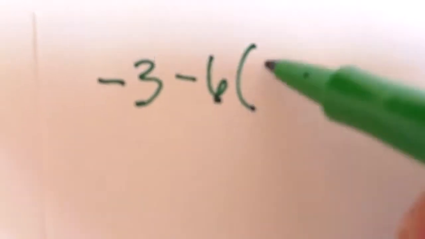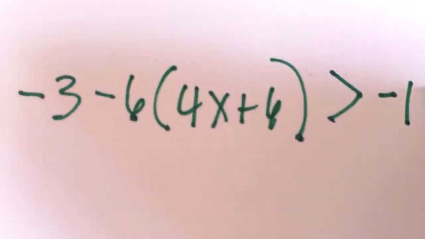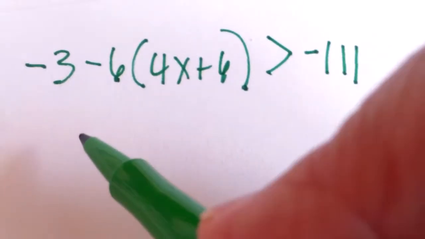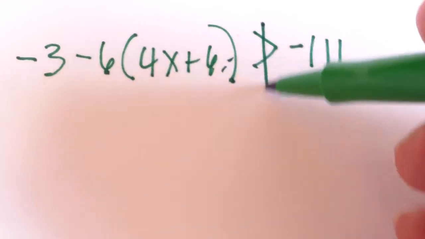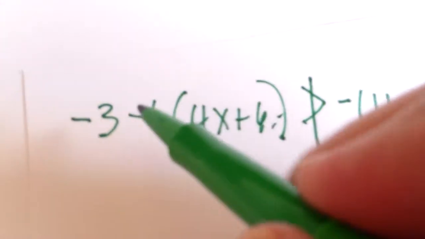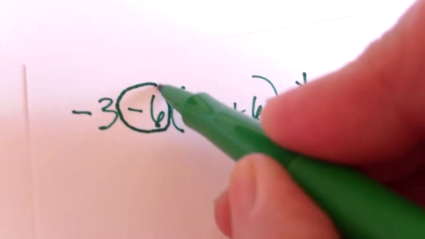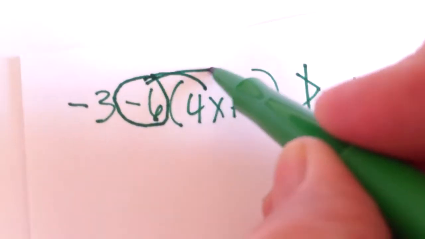Number 6 is -3 minus 6 times a quantity 4x plus 6 is greater than -111. Line, fish hooks, RR, remind me of the random rule. I have distributive property. Now be careful, we're going to distribute a -6 to every stinking thing in the parentheses.